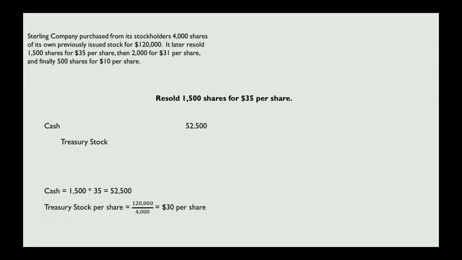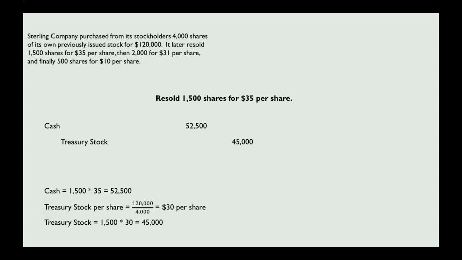Now for treasury stock, we want to figure out what we initially bought back these shares for. So when we first bought back these shares, we paid $120,000 for 4,000 shares. If we divide those two, we see that we paid $30 per share. So we'll be using that $30 per share amount throughout these journal entries. So here, we sold 1,500 shares. So we take the 1,500 times the $30 that we just calculated, and we will credit our treasury stock for $45,000. Now, our debits and credits don't equal, right?